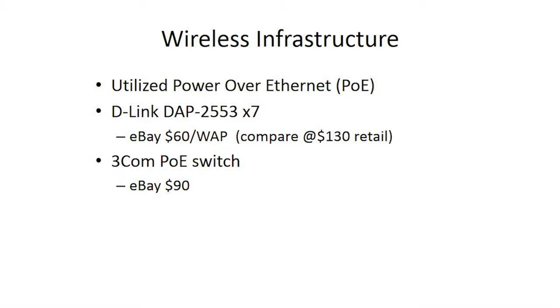Now if I were building it today, I would probably change my mind on that and get the DAP 2555 because it has some better configuration capabilities, but I'm not going to change my system after I built it. One of the biggest purchases I had to make was a 3Com power over Ethernet switch to provide the power over Ethernet. Again, eBay's a great place for these things. I spent $90. It works.